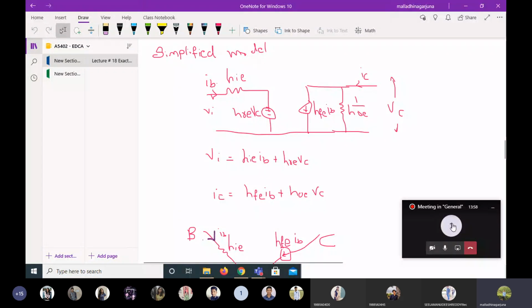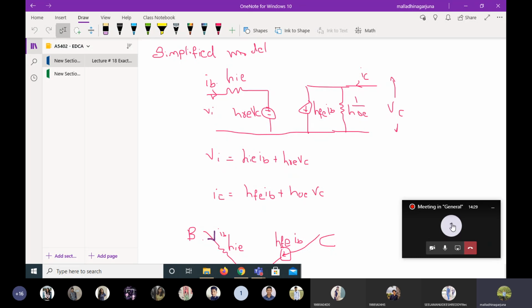Okay. So today we are going to discuss the simplified model or approximate model. In the last class, the previous class, we did the analysis of the CE amplifier using the H parameter model. That is the exact model, exact analysis. In the analysis of the CE amplifier, or CB amplifier or CC amplifier, there are two types: one is exact analysis, another is the simplified model.